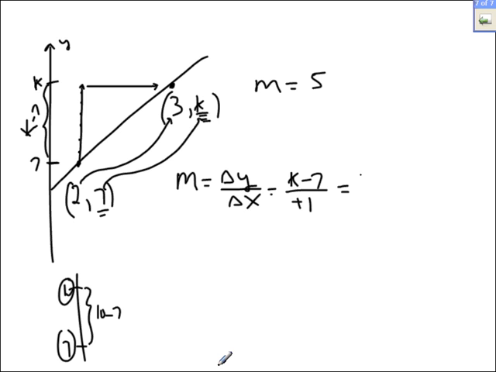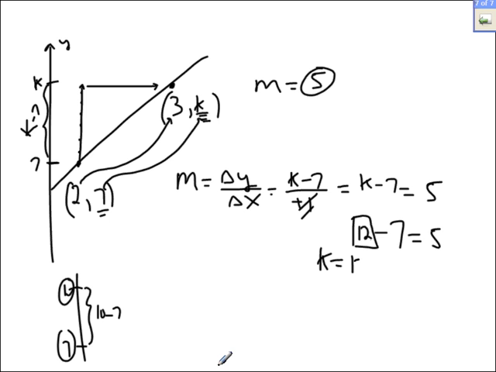Alright, dividing by 1, don't even bother. You just get the numerator. So on one hand, the slope is k minus 7. On the other hand, you were given the slope is 5. This is a puzzle. Find k. Some number, when you take away 7, gives you 5. You should know that. It's 12. 12 minus 7 is 5. So, k is equal to 12.